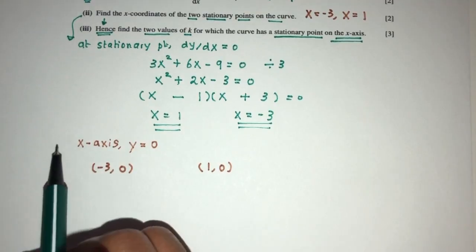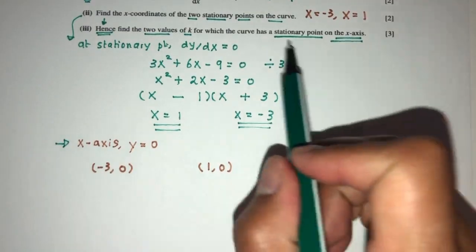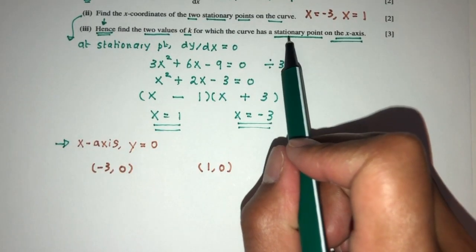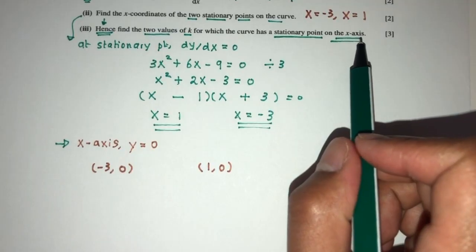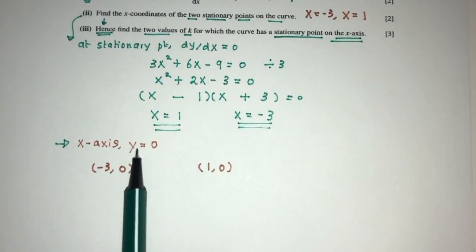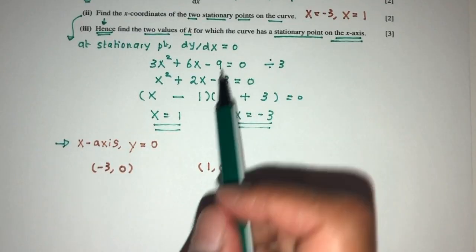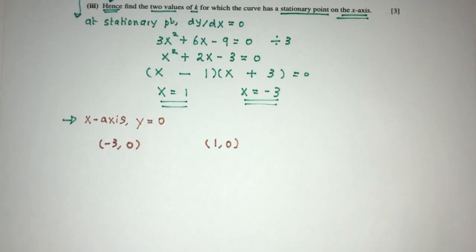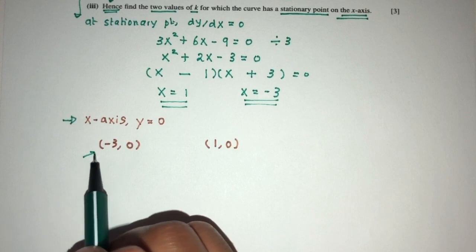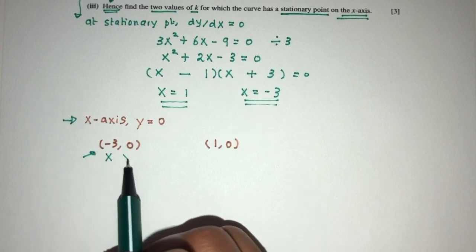So again, this is derived from the question. We have the stationary point on the x-axis. Because of that, we know y is equal to 0, so the x value will be anything that we want according to the question, then the rest will become 0. Now one by one, let's use this one first. This is my x value and my y value.